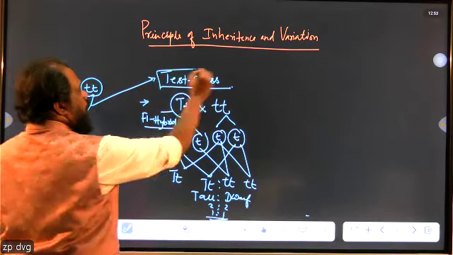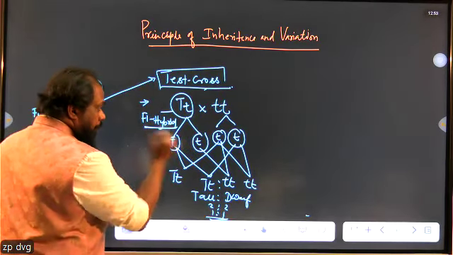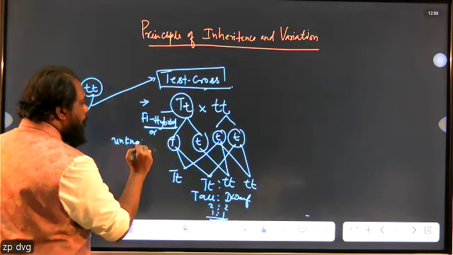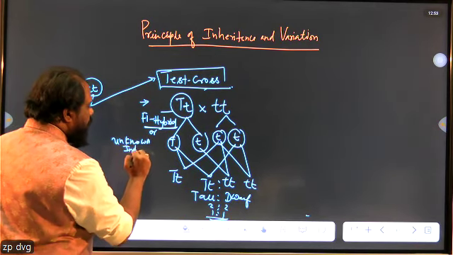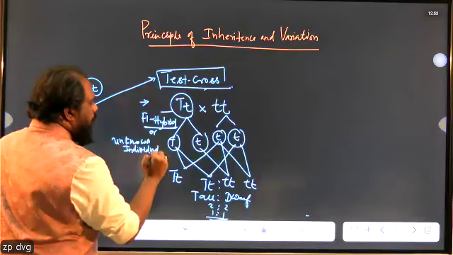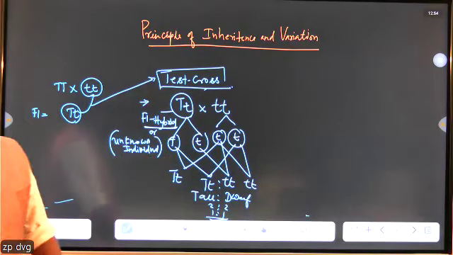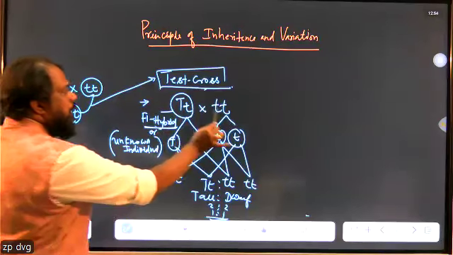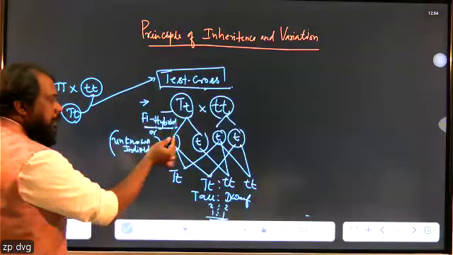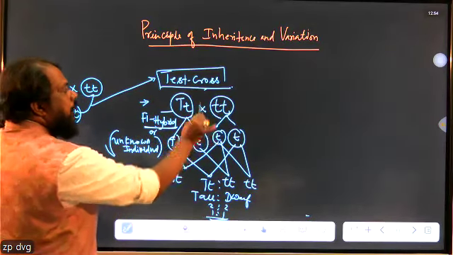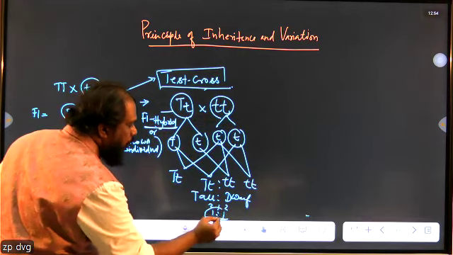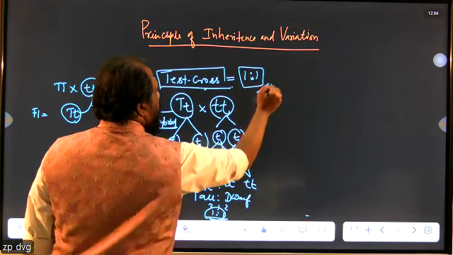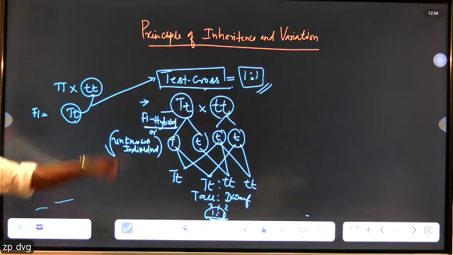So a test cross is a cross between F1 hybrid, otherwise I can use the word unknown individual. That means you don't know the genotype of it. Only the phenotype you know. Or I can say it is a cross between F1 hybrid with a recessive parent, or it is a cross between an unknown individual with a recessive individual. And what should be the ratio? 1 is to 1. So the test cross ratio is always what? 1:1. Remember this.